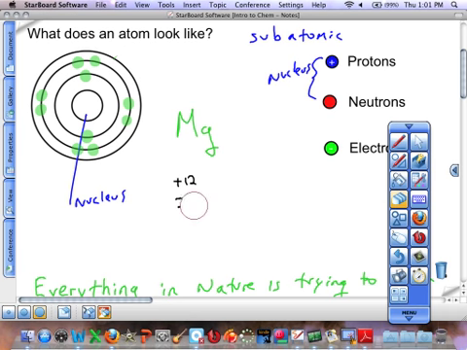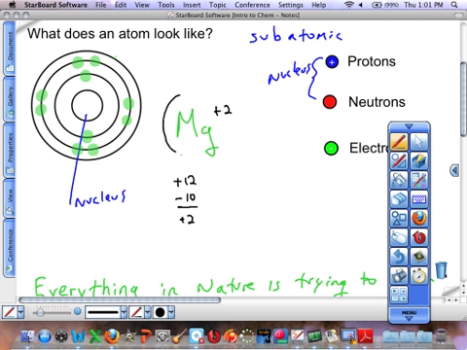When he does that, that changes my number down here. All of a sudden, I no longer have 12 electrons. How many electrons do I have? 10. So what's my total charge? 2. So magnesium plus 2, that's your ion. And now we have an ion.